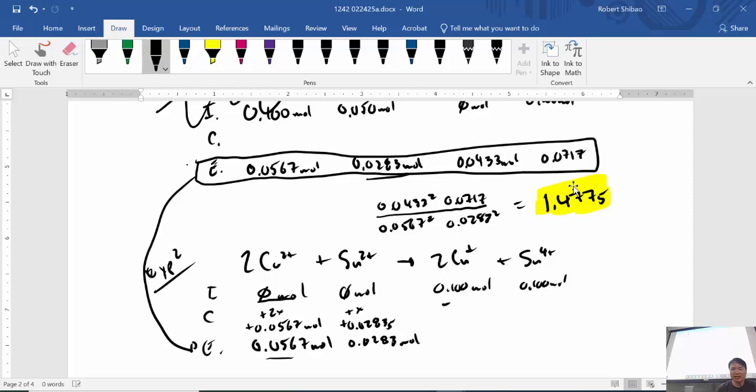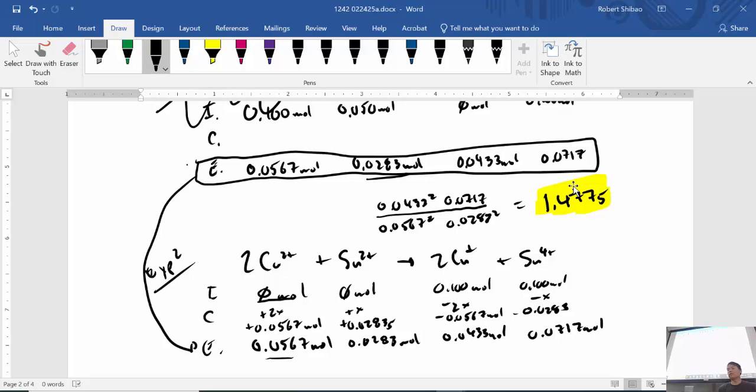And this one will be minus 2x because we're going backwards here. That's going to be minus 0.0567 moles. If we have minus 0.0567, then we're just going to be left with 0.0433 moles here. And this is going to be minus x, so that's going to be half of that, minus 0.0283. And so we're going to end up with 0.0717 moles here.